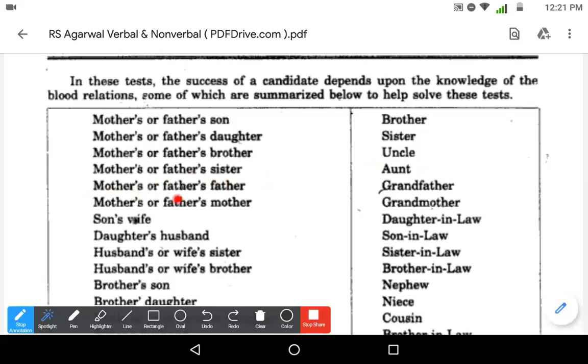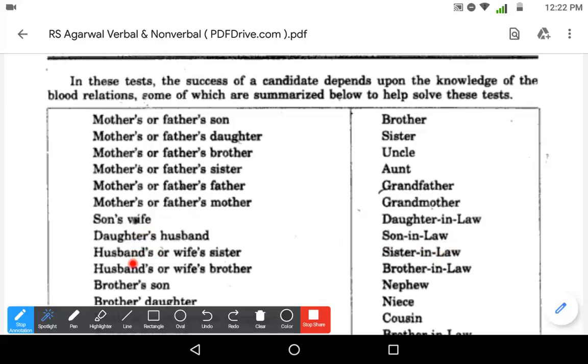Then mother's or father's father, that is your grandfather. Your mother's father or father's father, if they are there, they'll be called grandfather. Similarly, mother's mother or father's mother is called grandmother. Okay, then son's wife. Now this is another relationship. For the father, his son's wife is called daughter-in-law. Or for you in future, your son's wife will become a daughter-in-law for you, and daughter's husband will become son-in-law. I'm sure everybody knows these relations better.